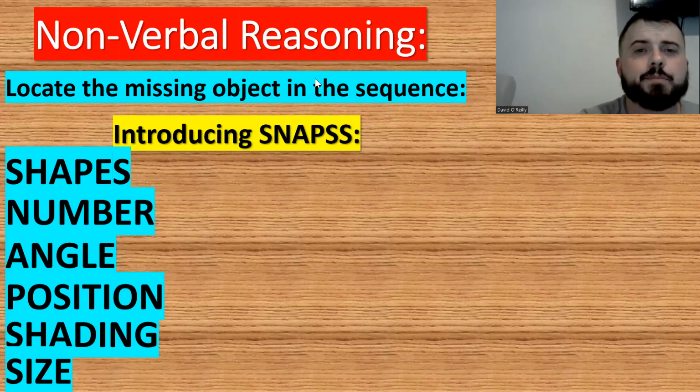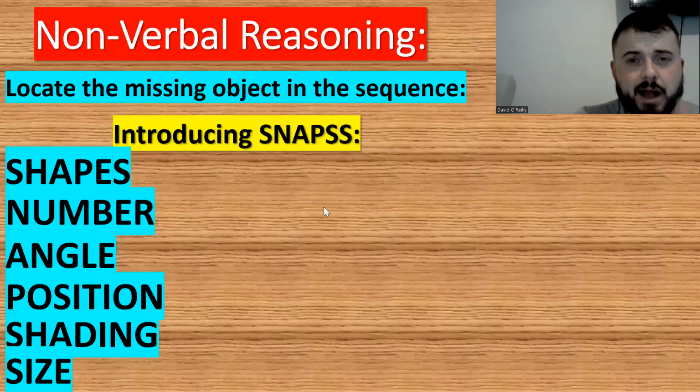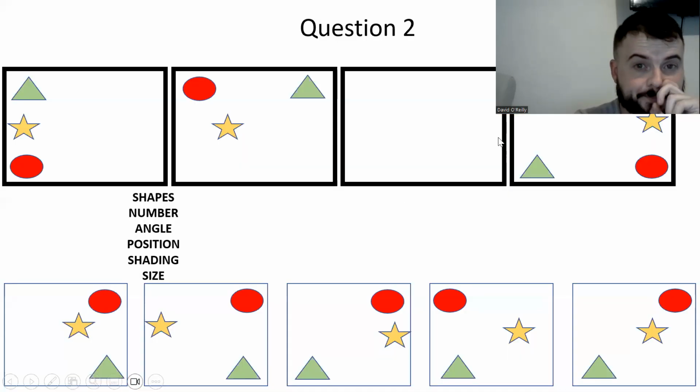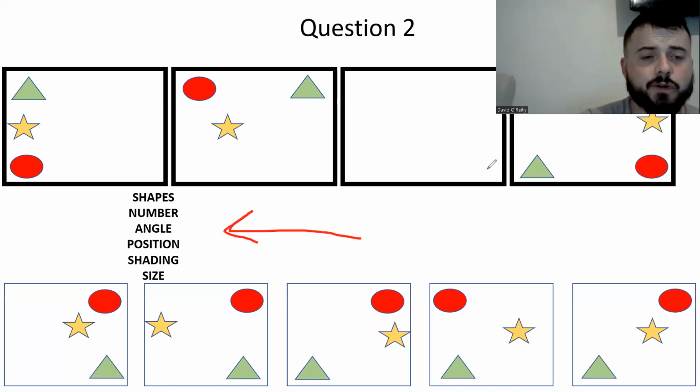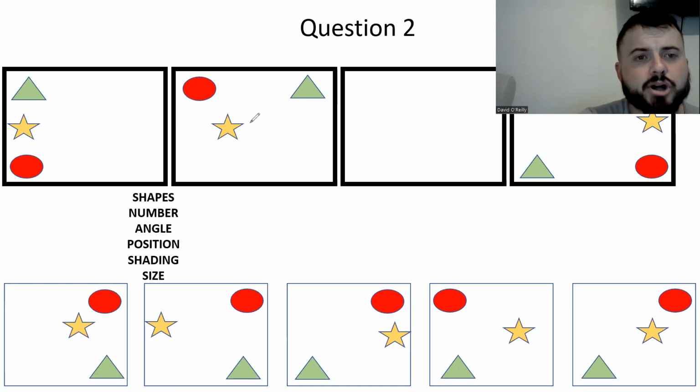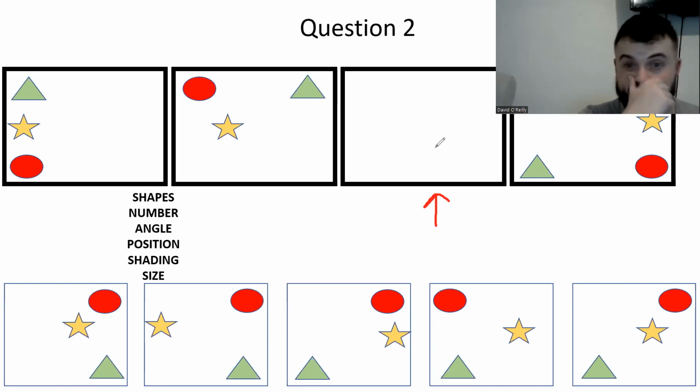Okay, but why are they important? What do they do? How are they relevant? Let me explain. So here they are on the screen, right here, snaps, okay? And on the screen, we've got a question. What we need to do is we've got box 1, box 2, box 3, which is empty, and then box 4. And we need to figure out which of the objects below belong in box 3, okay?